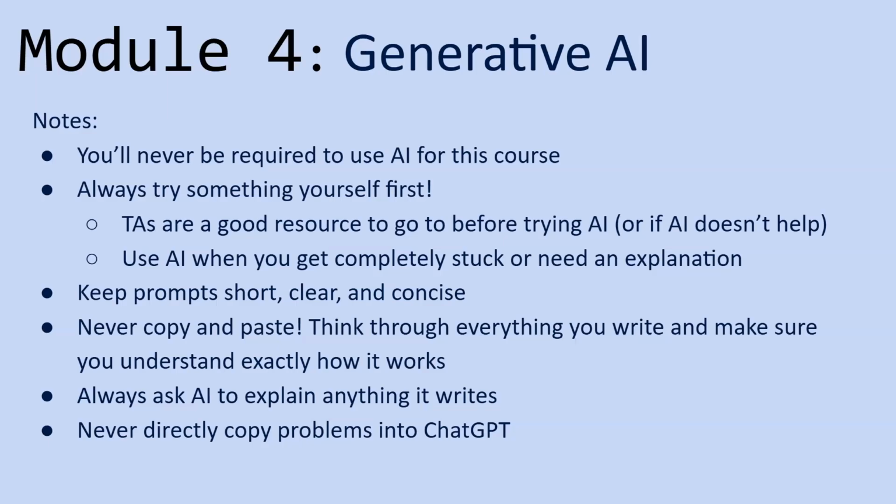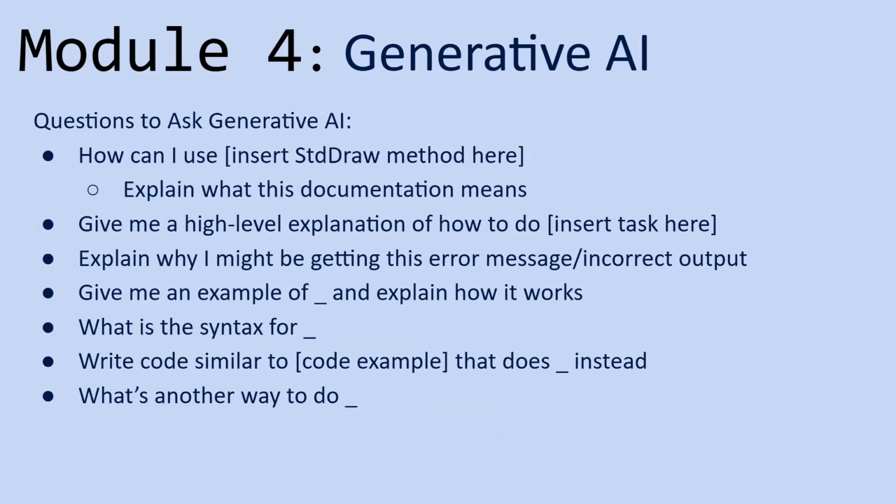Maybe I'd say probably ask for an example of something similar. That's probably better. Or if you need to ask directly about something you wrote, like help me debug this, provide as short of a code sample as you can. But here's some potential questions you could ask generative AI.